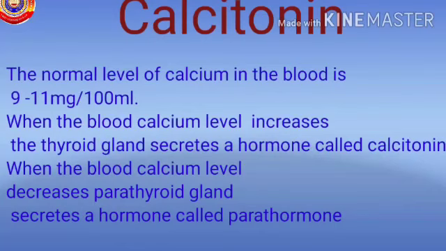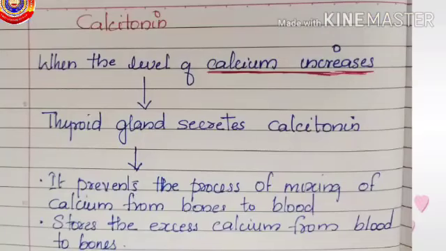When the blood calcium level increases, the thyroid gland secretes a hormone called calcitonin, and when the blood calcium level decreases, the parathyroid gland secretes a hormone called parathormone. Now let's learn how we can regulate the calcium in the blood.